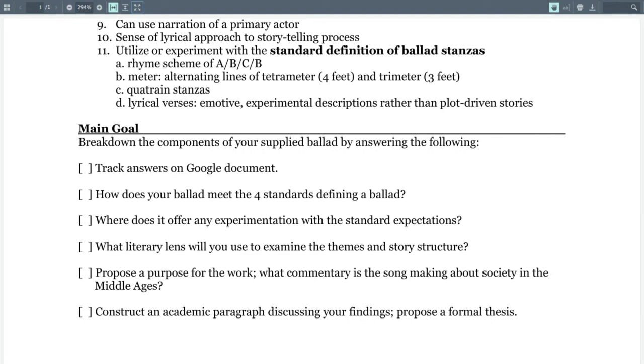You will close by suggesting why the world at large needs to know about this song and why the world at large needs to look at your examination, why your use of the lens helps clarify the song.